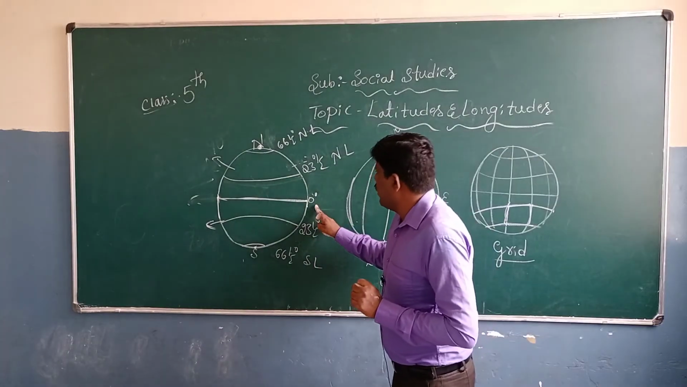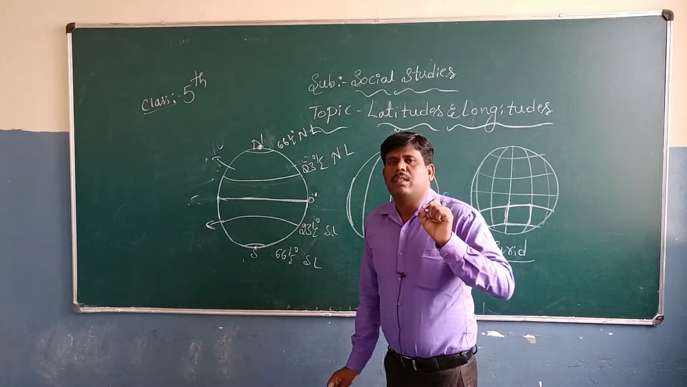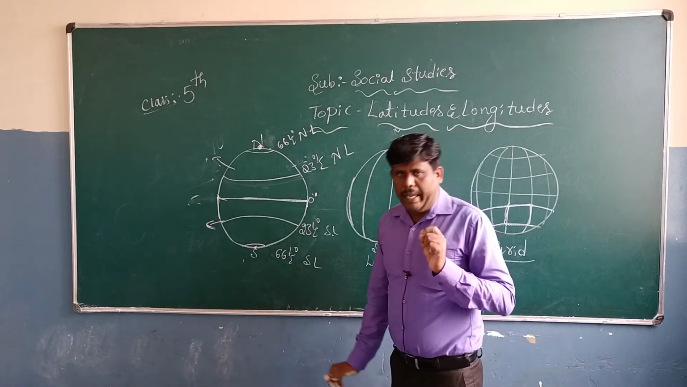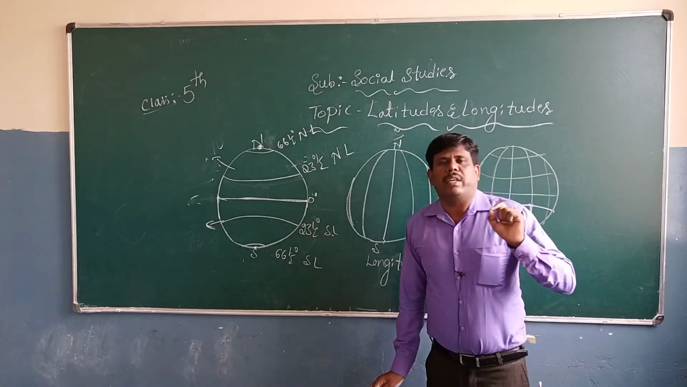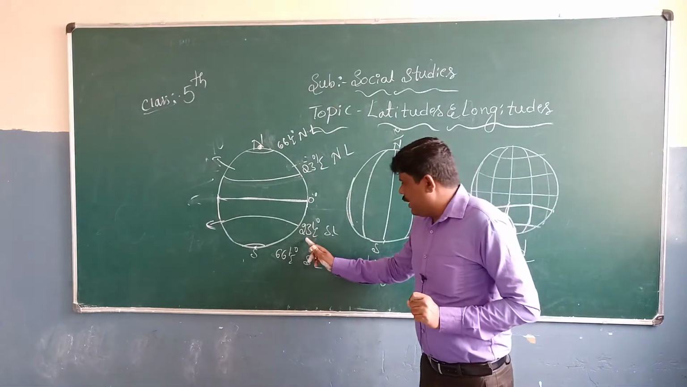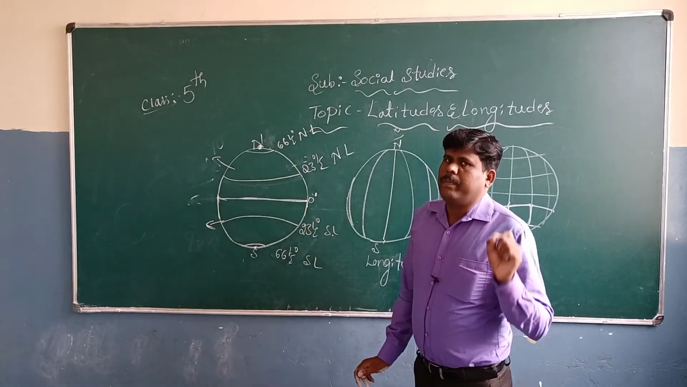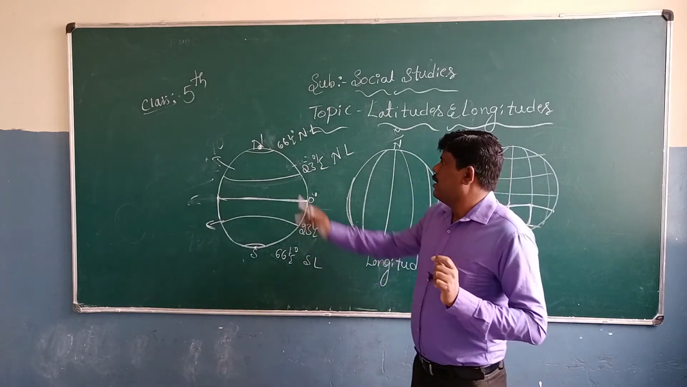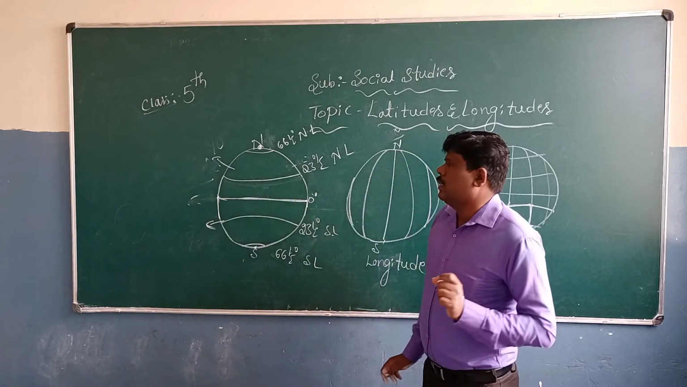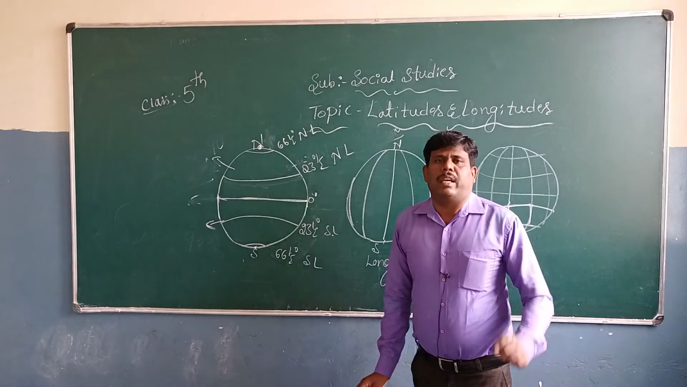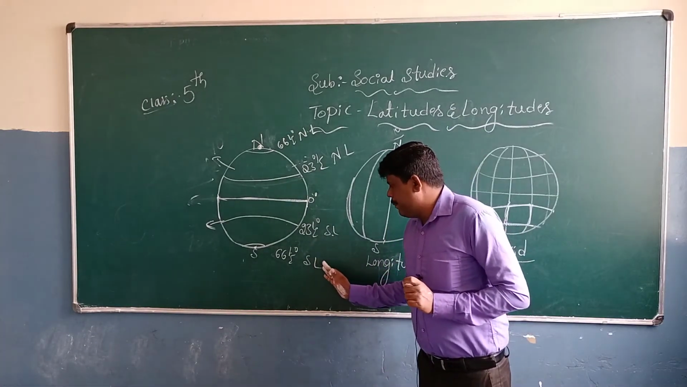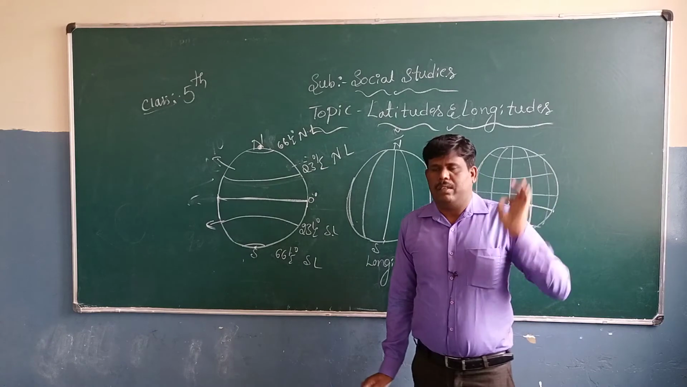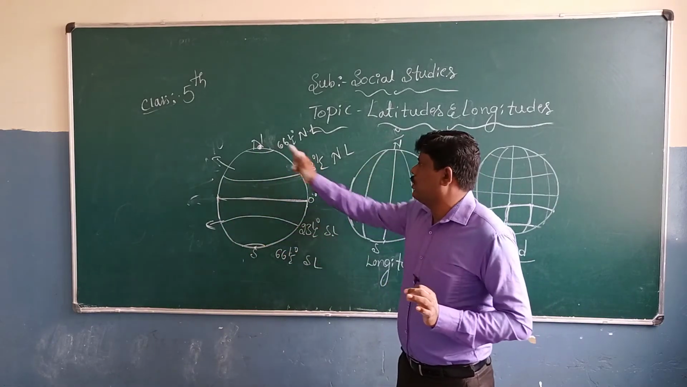They are the equator, where the measurement is 0 degrees. 23.5 degrees north latitude is called the Tropic of Cancer. 23.5 degrees south latitude is called the Tropic of Capricorn. 66.5 degrees north is called the Arctic Circle. 66 and a half degrees south latitude is called the Antarctic Circle.